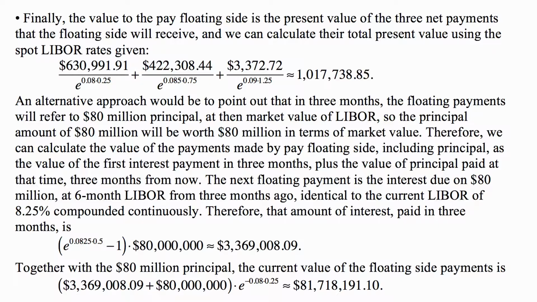The next floating payment is the interest due on 80 million, at 6-month LIBOR from 3 months ago, identical to the current LIBOR of 8.25 compounded continuously. Therefore, that amount of interest paid in 3 months is, as we calculated before, 3,369.08. Together with the 80 million principal, the current value of the floating side payments is 81,718,191.10.